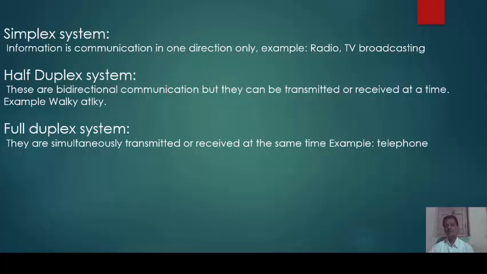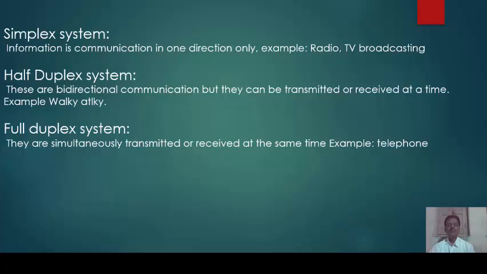In television and radio broadcasting, the information or signals can be sent from the radio station or the television broadcasting station to the receivers only, and the information cannot be transmitted from the receiver to the transmitter. So this is the first type of system, known as the simplex system.